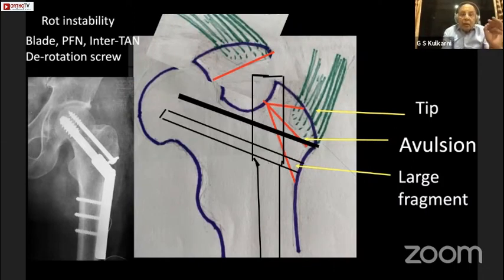Now today, rotational instability is a big issue. And the solution is using a blade in the PFNA. PFN has two screws, and so does InterTAN, and we are using a derotation screw, which is simple and equally efficient.